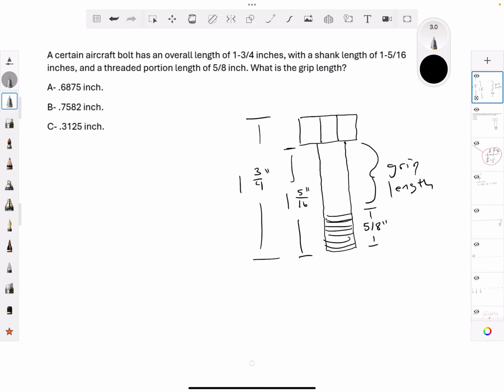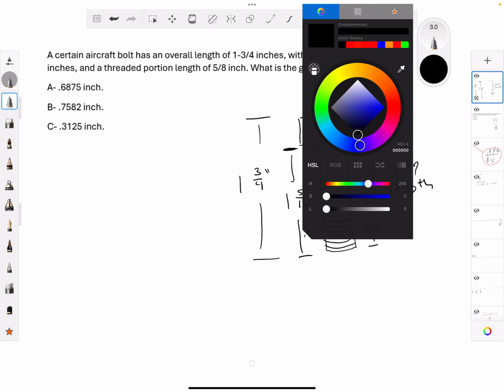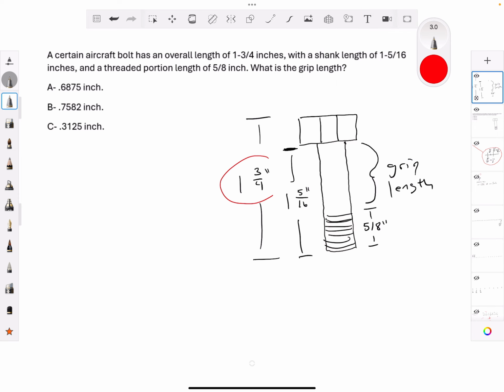So we know that the grip length is going to be the shank. So again, let's just look. This is just extra information. They just gave us this to throw you off. The only two things I'm going to need are these two distances. And so I'm going to do 1 3/4 inch minus 5/8 inch. And that will be the grip length.